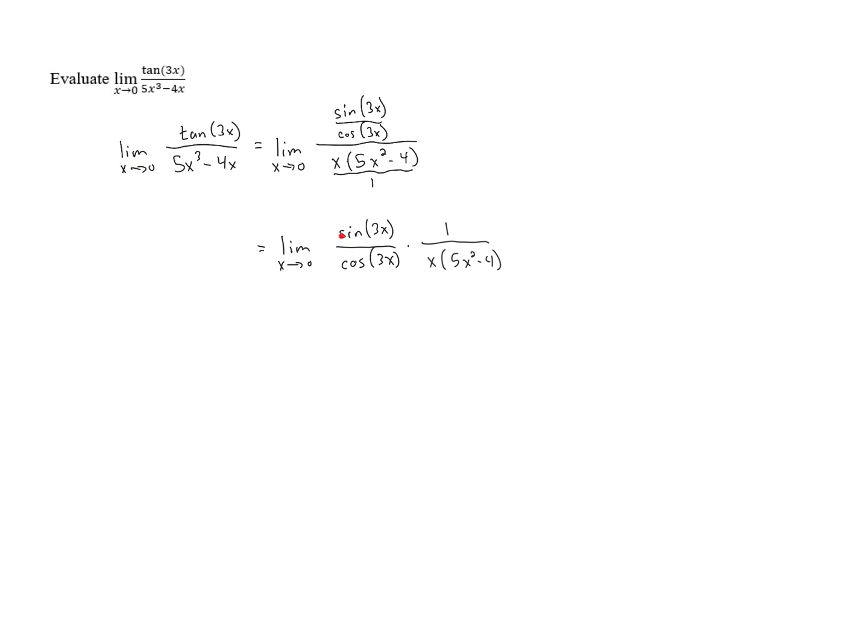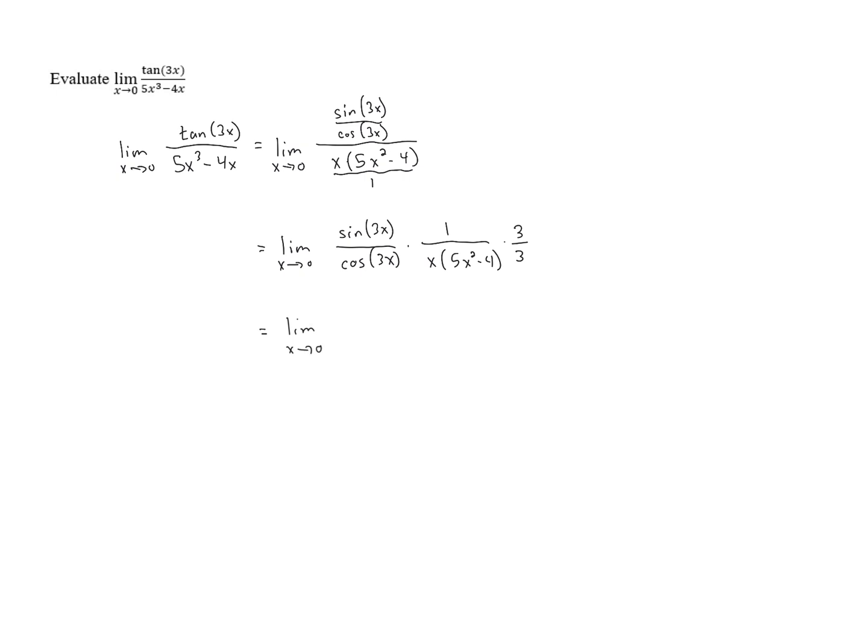Now, we've got this sine of 3x, and we know we're going to want it to be over 3x so that we can use this trick that we've had before. So what I'm going to do, we've already got an x in the denominator that we can move over there, but we don't have a 3. So I'm going to multiply this whole thing by 3 over 3 to give us the 3 that we want. And I'm going to separate out the sine of 3x over 3x. I'm going to put that in one fraction, and I'm going to put everything else in the other fraction. We're just rearranging things here.